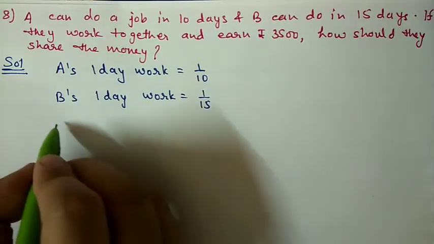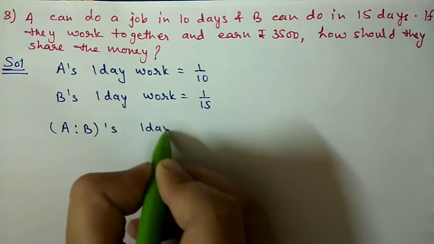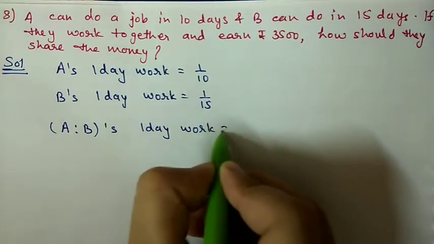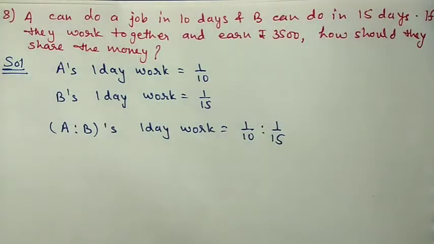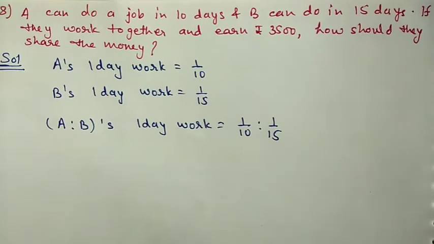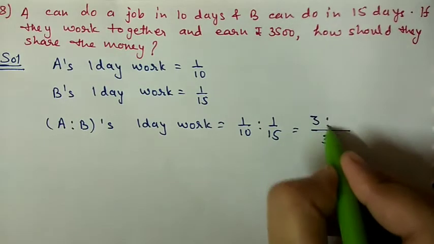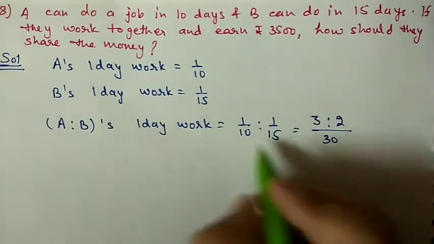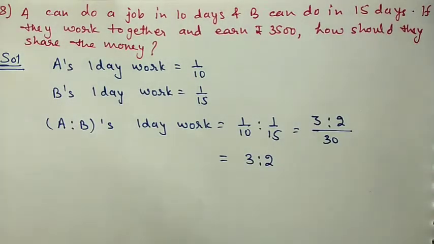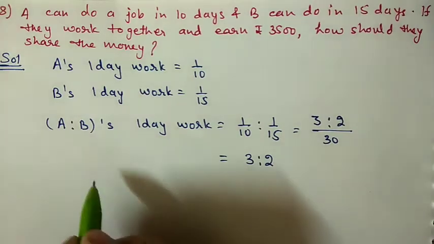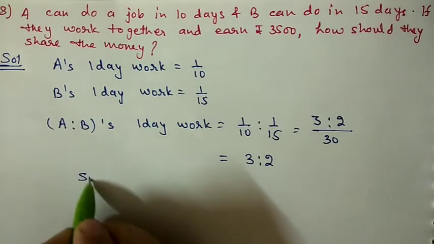So the ratio of A's one day work to B's one day work we have to find out. It will be 1 by 10 is to 1 by 15. This ratio we will convert into the simplest form. We will take LCM. LCM will be 30. So 10 3s are 30 and 15 2s are 30. So the simplest form of the ratio will be 3 is to 2. Now this money we have to divide in 3 is to 2. So total money we have is 3,500 rupees. We will do the sum of the ratio.